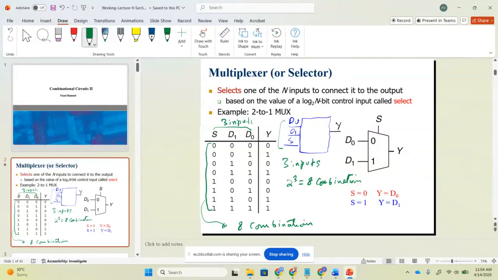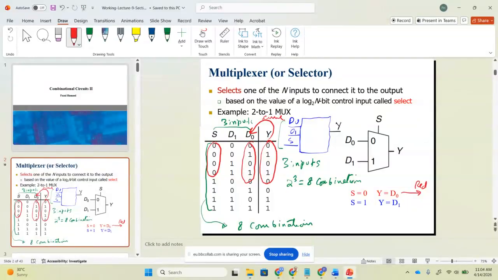Now if you look at here, when S is equal to 0, please look at the red color. Using the red color, when S is equal to 0, what will be the value of my Y? Y will be the same thing as D0. So Y is the same thing as D0. Got it or not got it? So this is now the truth table.